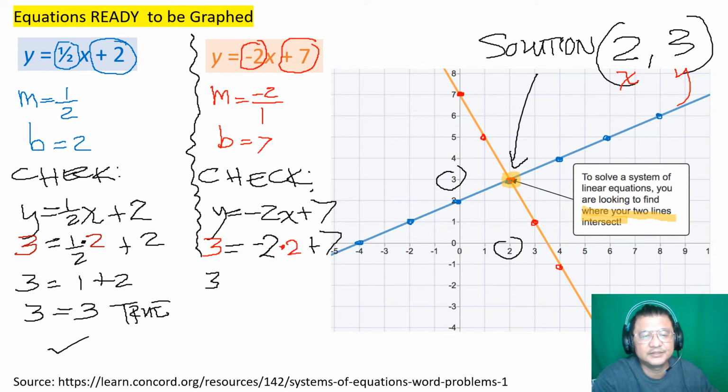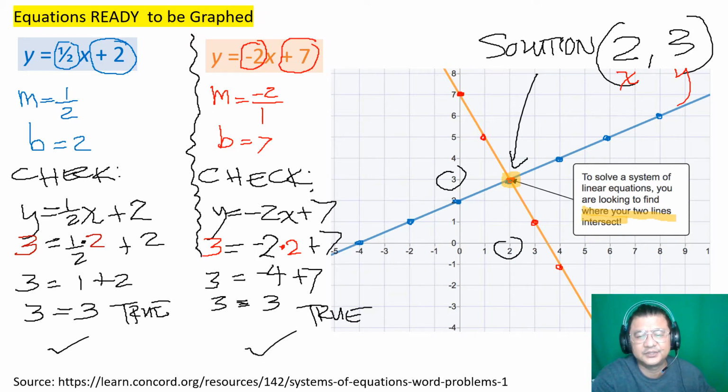On the left side is a 3. This will be negative 4 plus 7. 3 is equal to 3. Is that a true statement? Yes, that's a true statement. Then you are sure, it's guaranteed, that my solution is correct. Only (2, 3) can satisfy both equations.